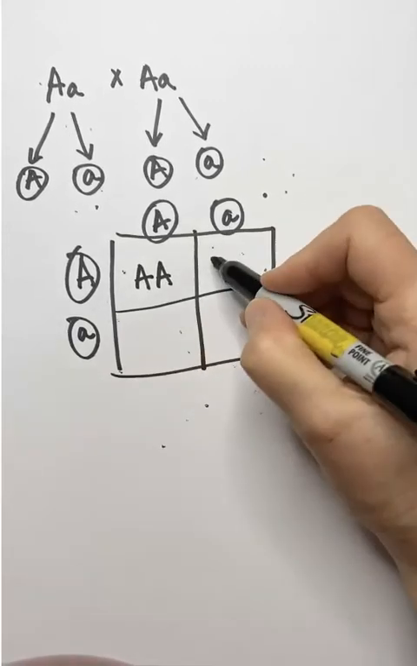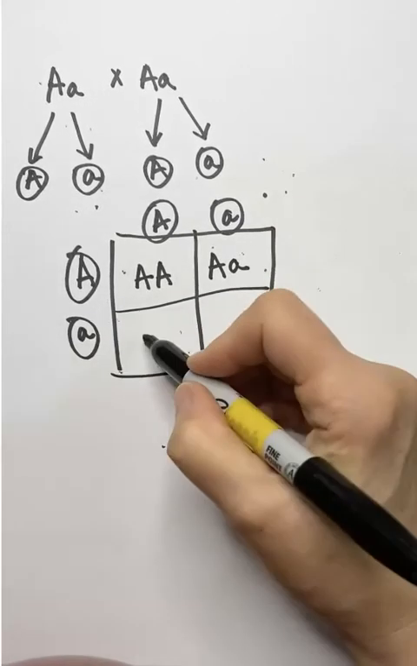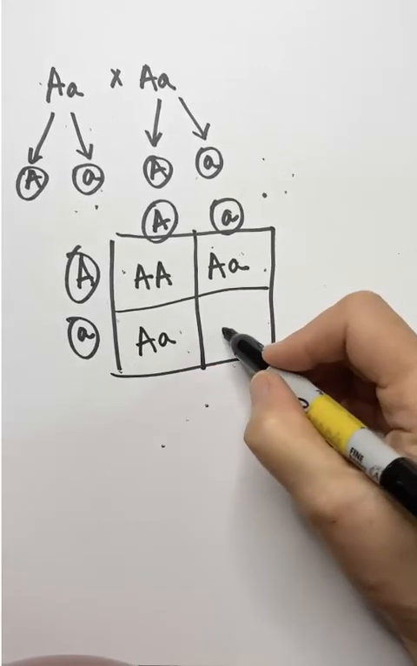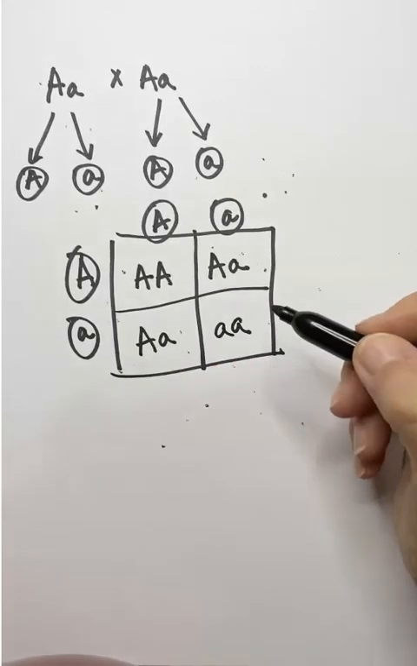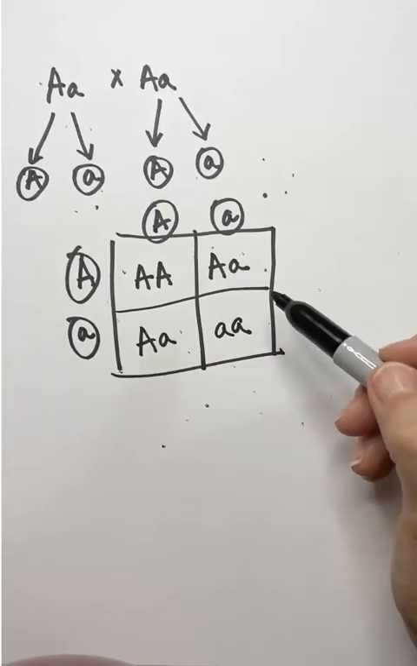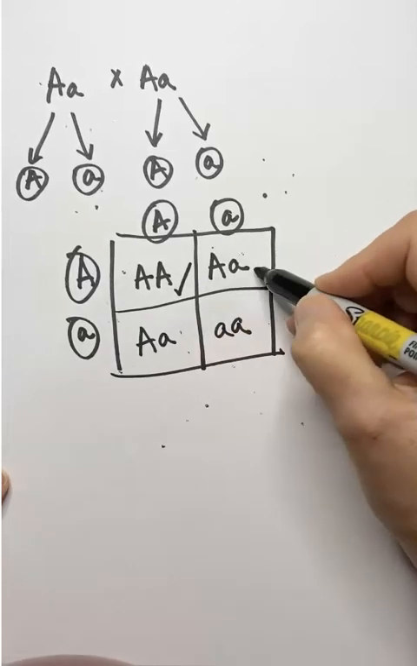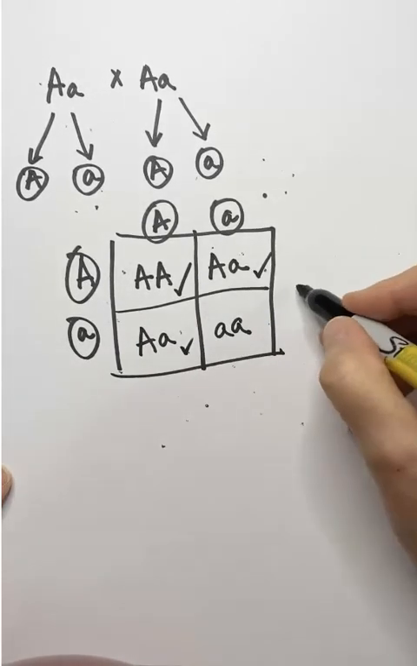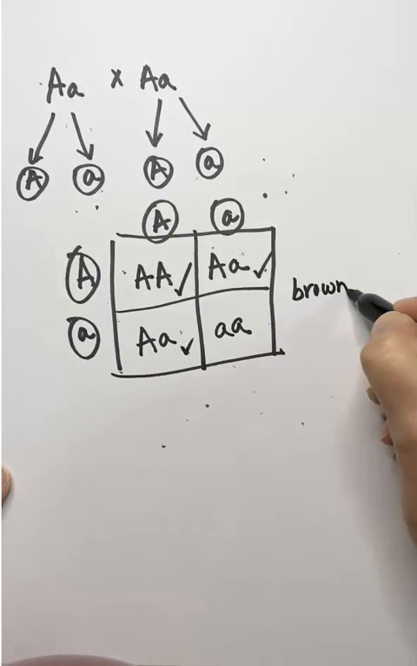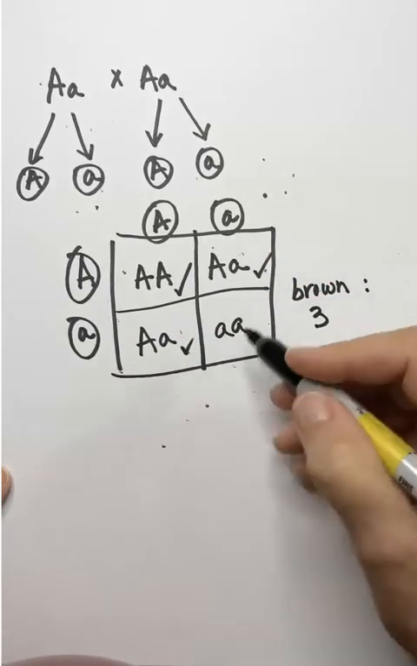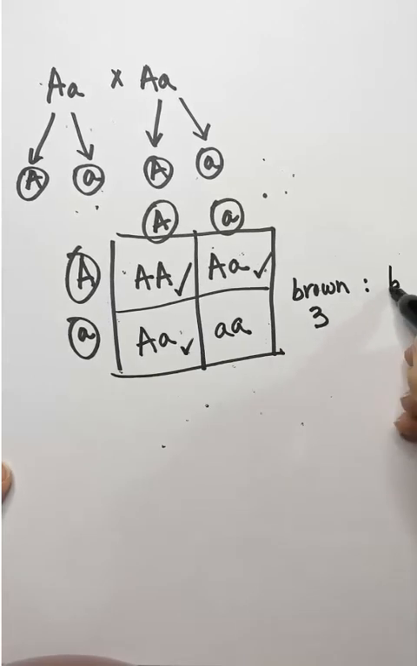Okay, so now let's put together all these different possible combinations. Capital A, little a, capital A, little a. You always put the capital letter first, and then little a, little a. Aha! Okay, let's see what we have then. What's this? Brown. Brown. 1, 2, 3. 3 browns to what? Woo! Blue. 1 blue-eyed child.